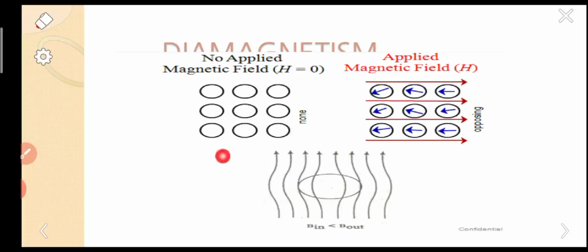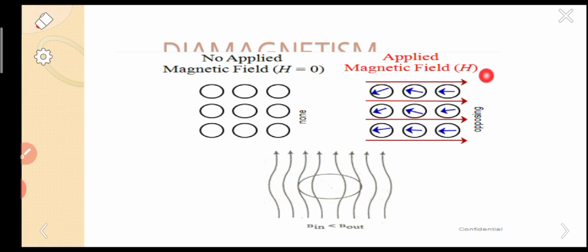So, if we look at the diagram here, in the specimen there are no dipoles. All the atoms are empty. There are no dipoles in the absence of an applied magnetic field. That means technically in the absence of magnetic field there were no dipoles. But in the next case we have applied a magnetic field here.